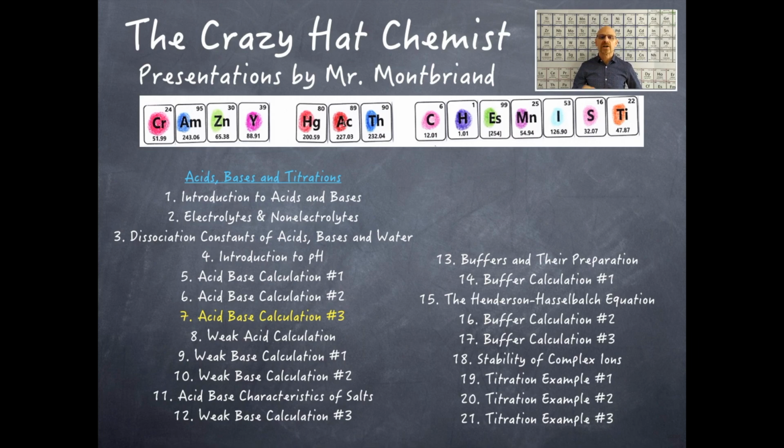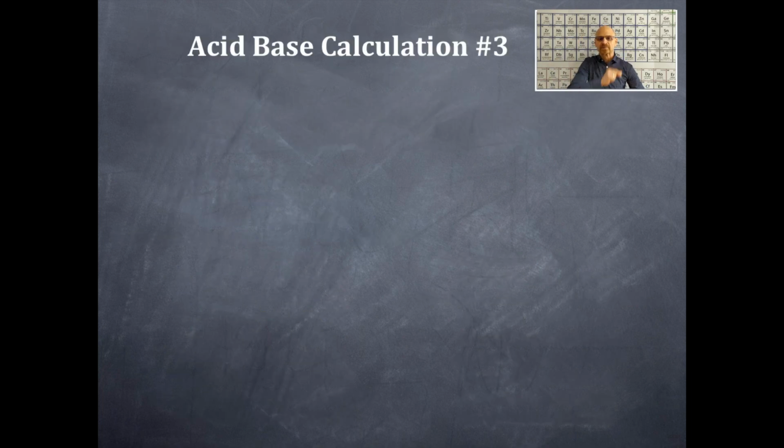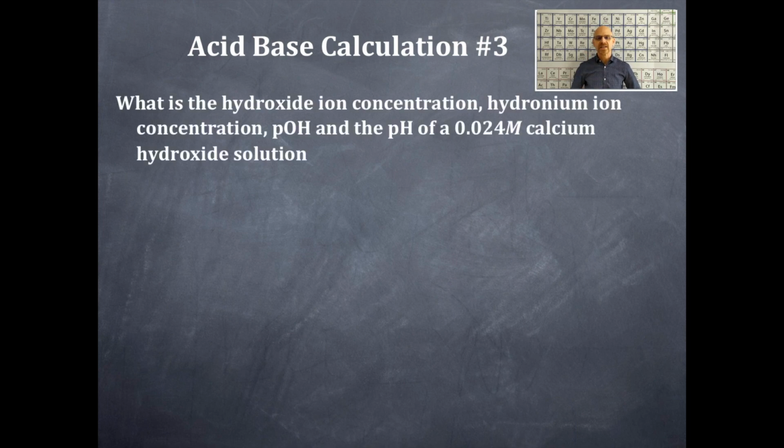So another video here on acids, bases, and titration. So let's get moving. Bam! Today we're talking about acid-base calculation number 3. Here's the question. What is the hydroxide ion concentration, the hydronium ion concentration, the pOH, and the pH of a 0.024 molar calcium hydroxide solution?